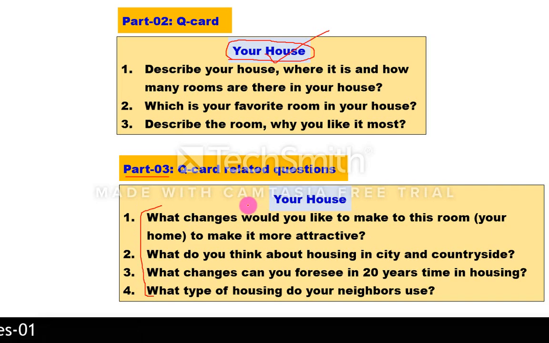So the speaking module consists of 3 parts. Part 1, general questions about yourself. In speaking Part 2, you'll be given a cue card, and in speaking Part 3, you will be asked cue card related questions.